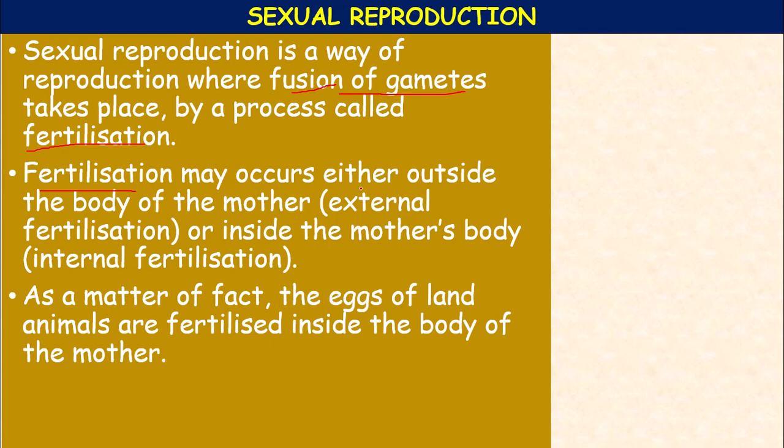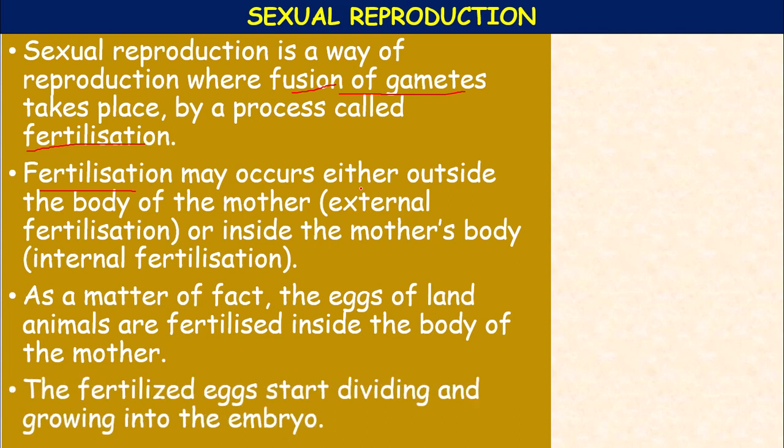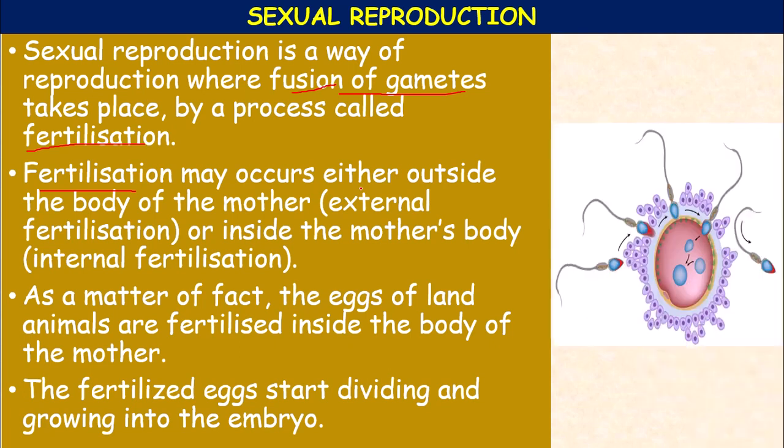Okay, as a matter of fact, the eggs of land animals are fertilized inside the body of the mother. That is internal fertilization. The fertilized eggs start dividing and growing into the embryo. Okay, so this is the fertilization process where the spermatozoa enter into the ovum and the male nucleus fuses with the female nucleus. This process is called fertilization.